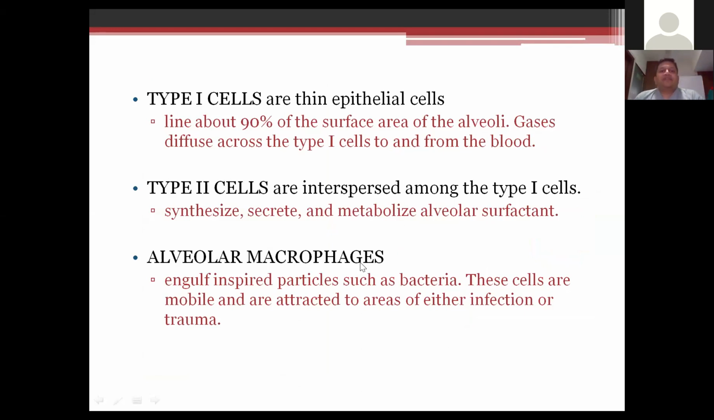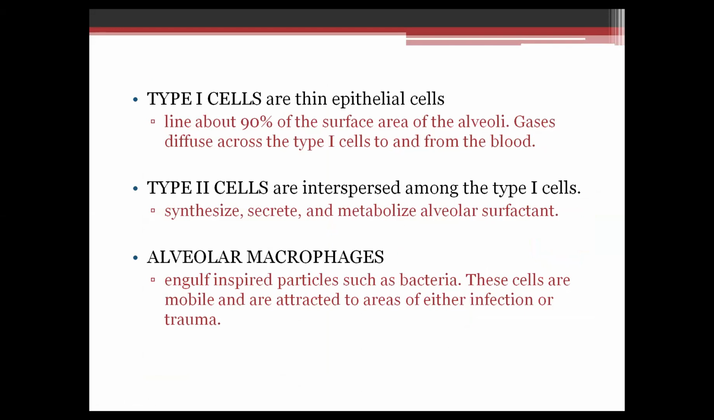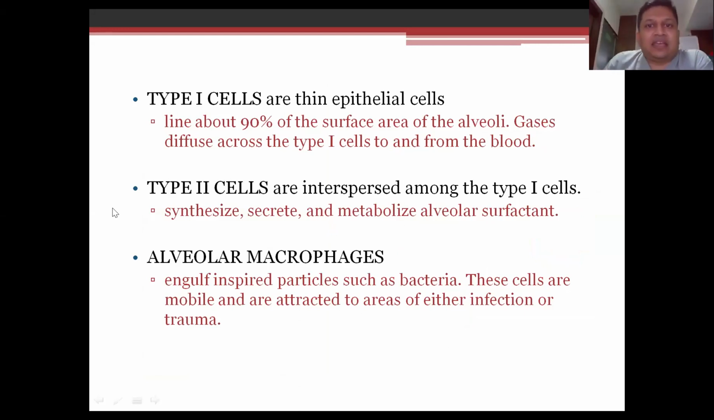What are the types of cells inside our respiratory zone? So it is type 1 cells, type 2 cells, and macrophages. Type 1 cells are thin epithelial cells. They line about 90% of the surface area of the alveoli. Gases diffuse across the type 1 cell. So this type 1 cell will help in diffusion of the gases, sorry.